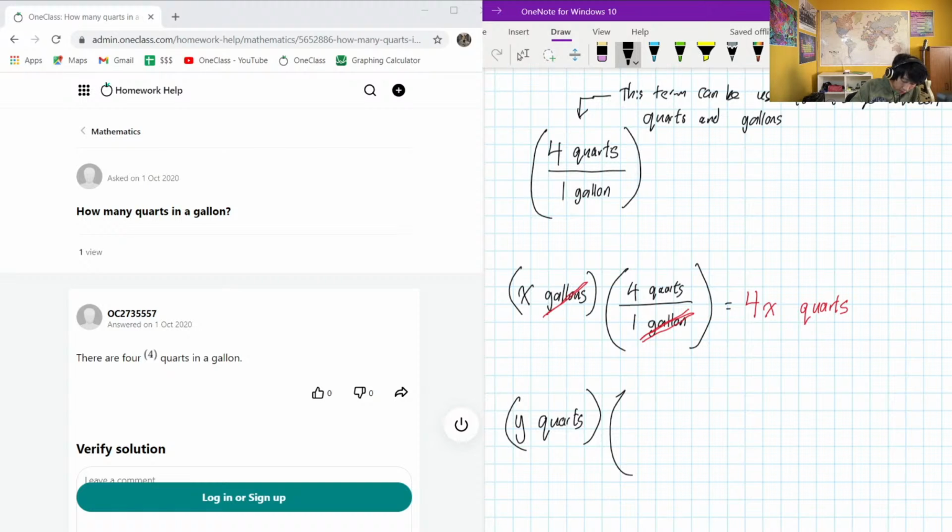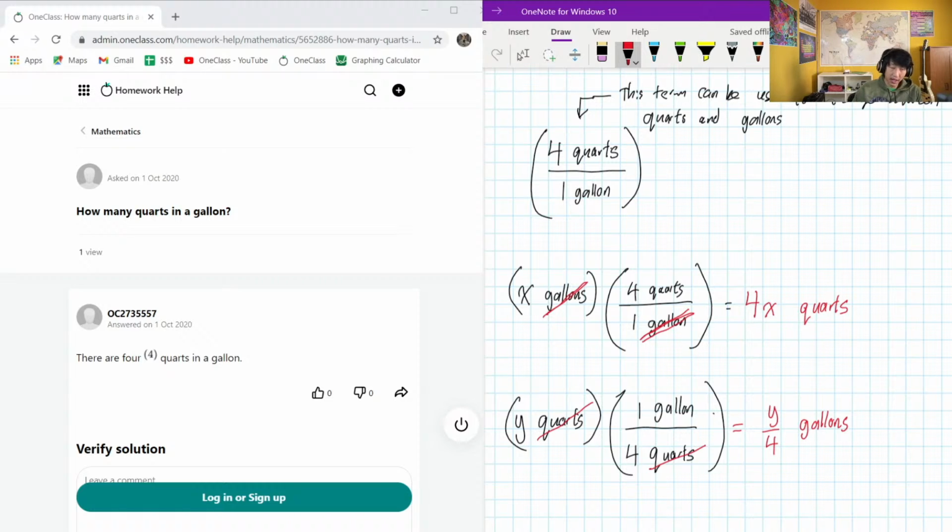So we want to get quarts on the downstairs so that they cancel out. We know we have 4 quarts down here, and the 4 quarts is of 1 gallon. And we do our quick unit cancellation. Quarts on the upstairs, quarts on the downstairs leaves us only with gallons, which is what we're expecting to convert quarts to gallons. So this means we will have y over 4 gallons. And this makes sense because let's say we have 20 quarts. We'd expect a lower number of gallons because 1 gallon is larger. So 20 quarts corresponds to 5 gallons. Seems like a reasonable thing.